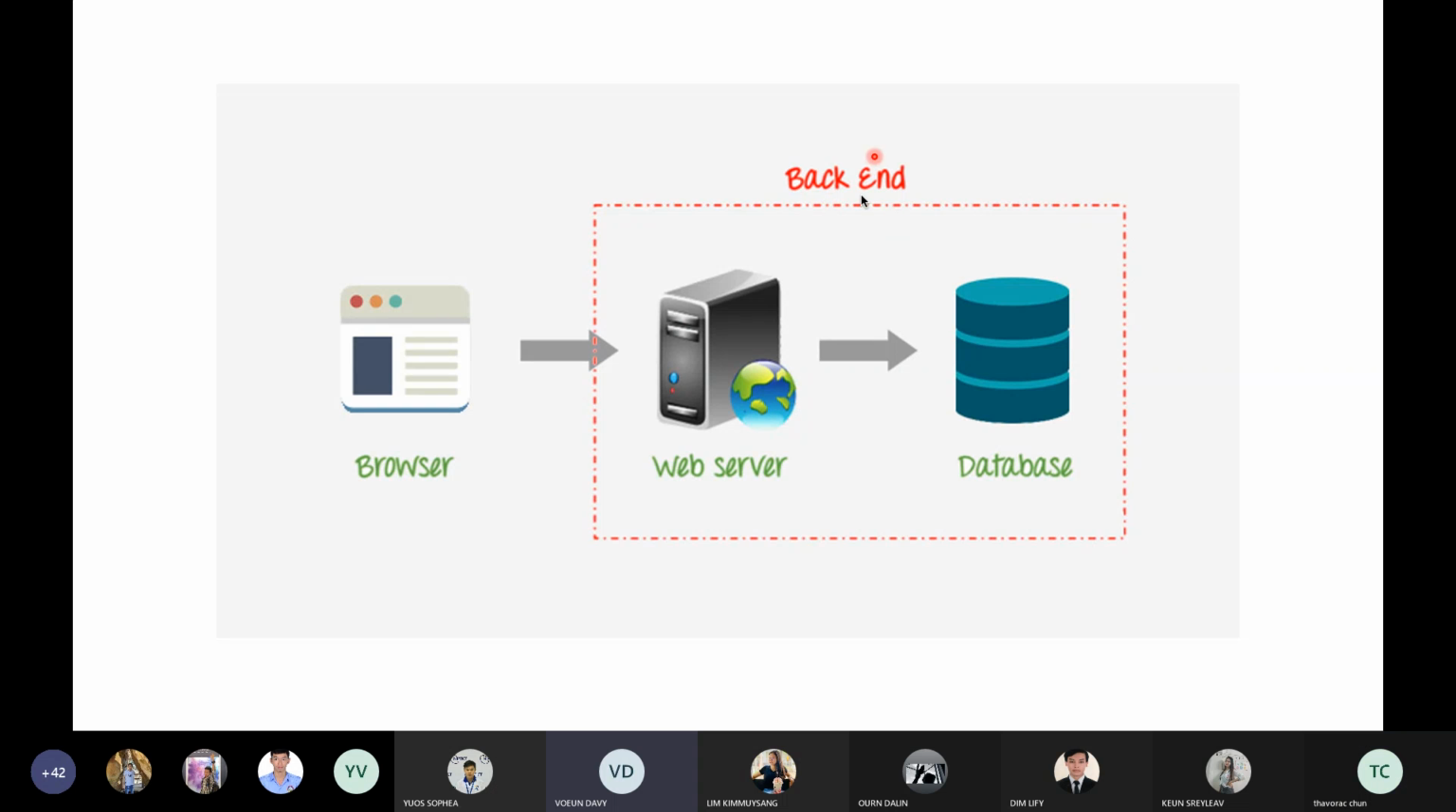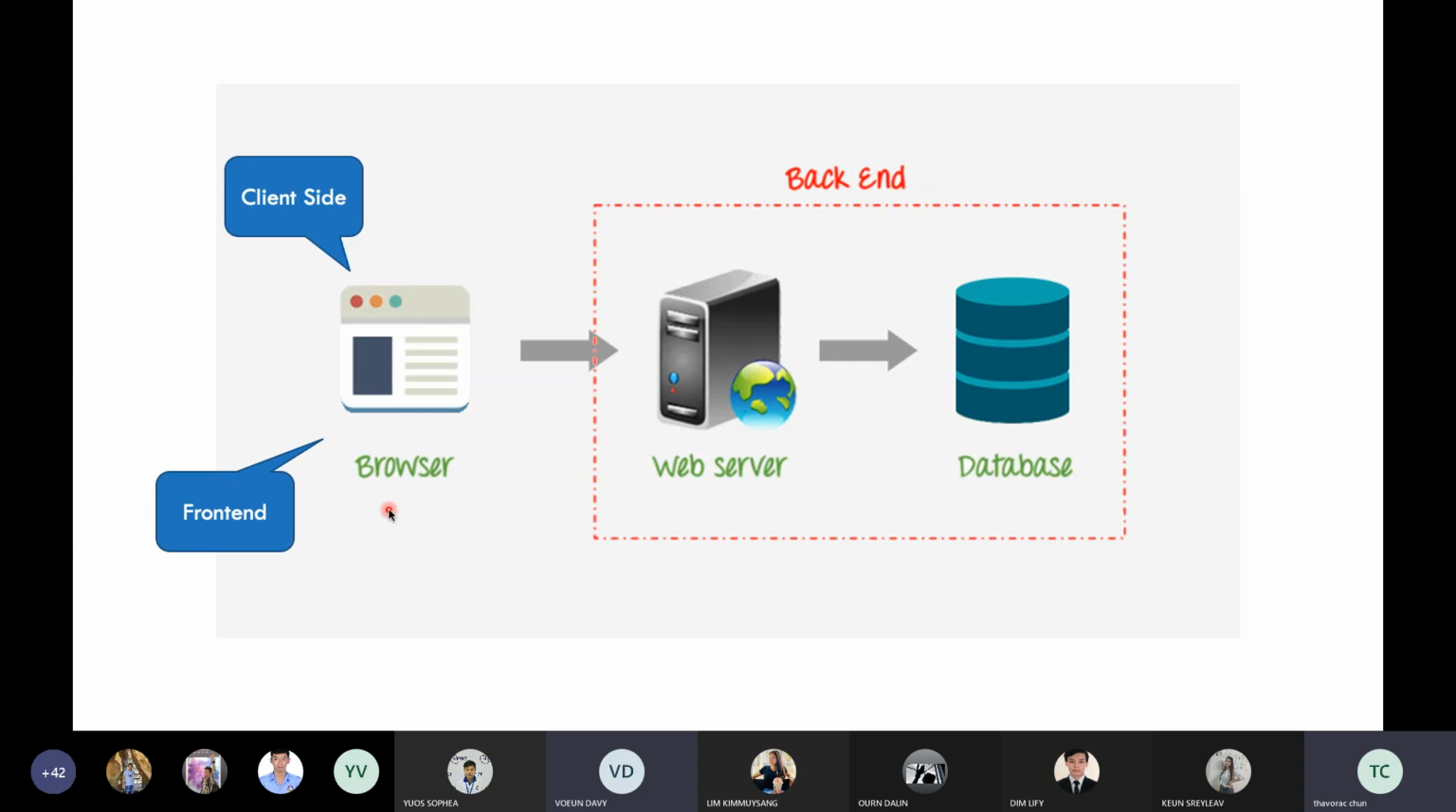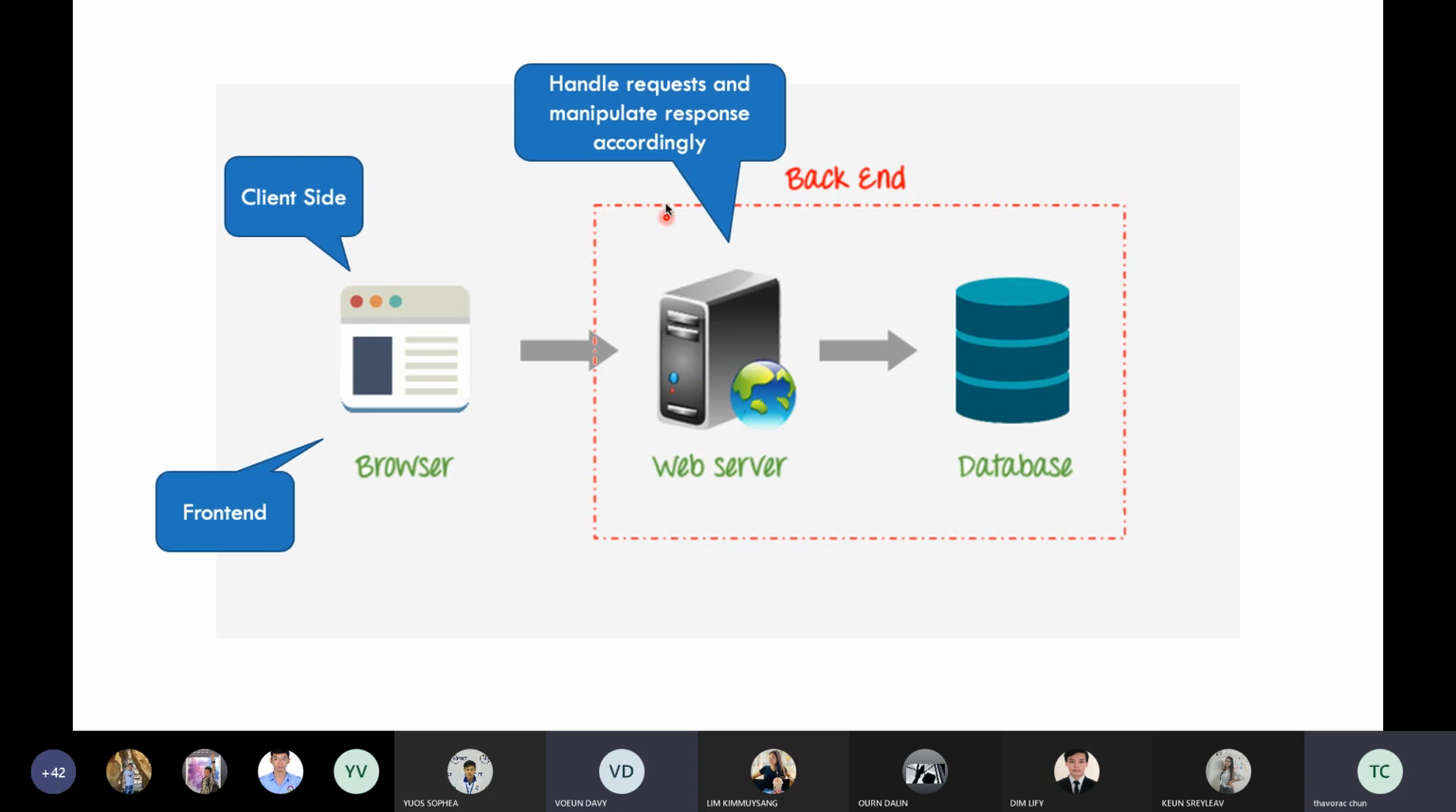And here is the schema, you can call it architecture, and you always find it during your senior presentation. They always put it like this because it's the most simple schema between backend and front end. In here, it is a browser. We call it client side or we call it front end. And the back end is combined of two sections, which is the web server and the database. The web server is used to handle requests and manipulate response accordingly. It depends on the request that the user sends from the browser here.